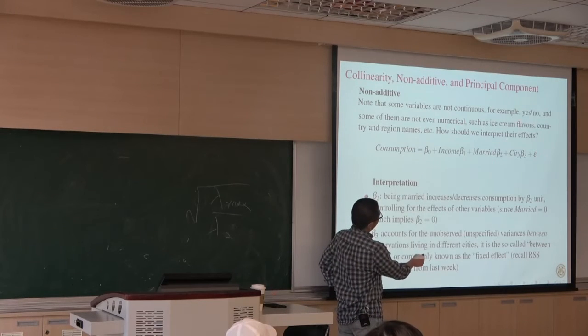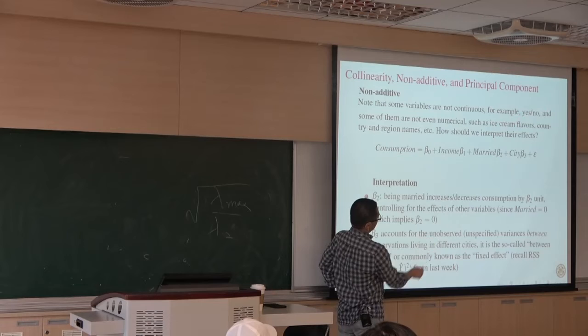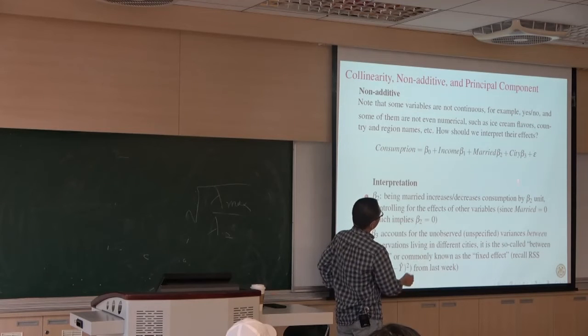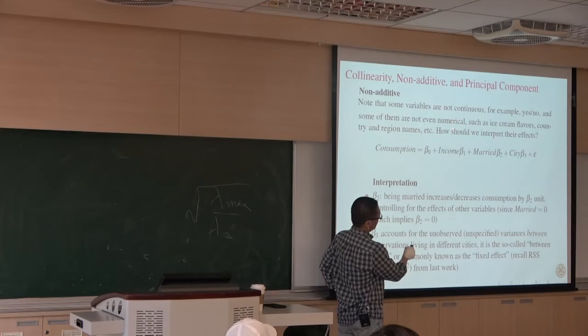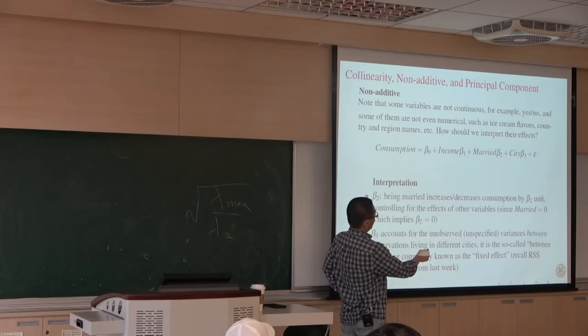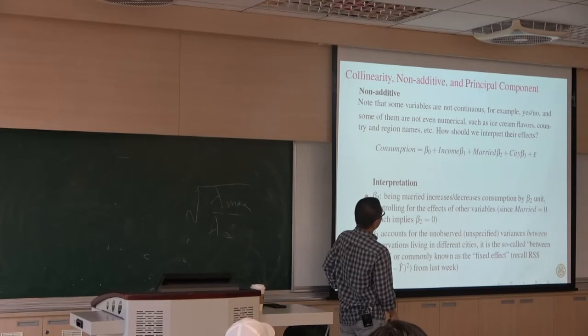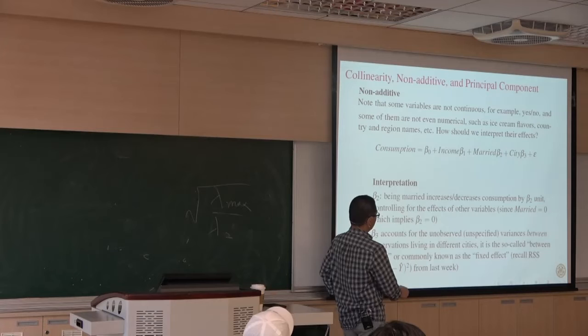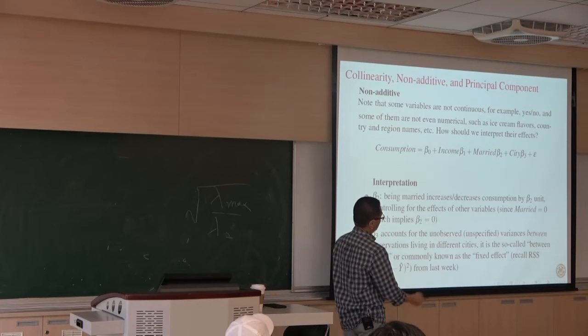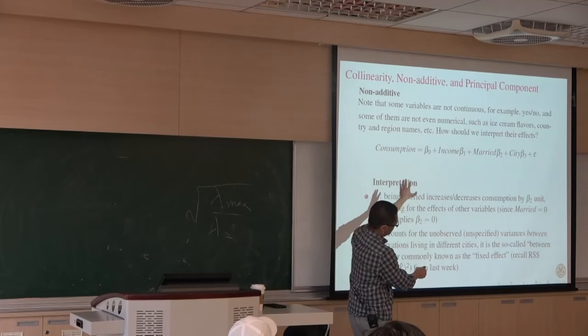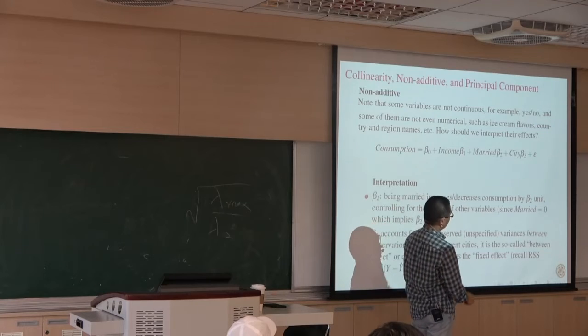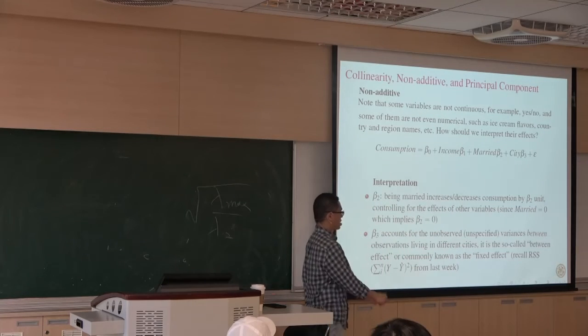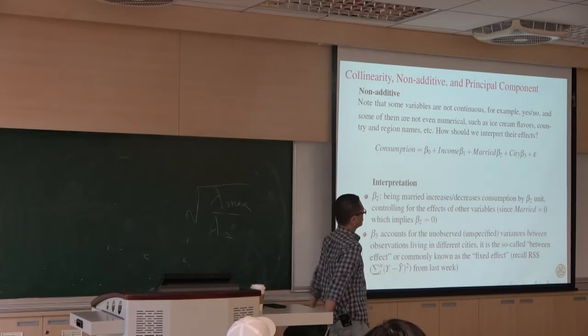Some variables could be measured on a yes/no scale, and some are not even numerical, such as ice cream flavor, cities, country, region. So how do we interpret the variables? I know this continuous variable is very easy: beta 1 is just additive. So how do we interpret beta 2?